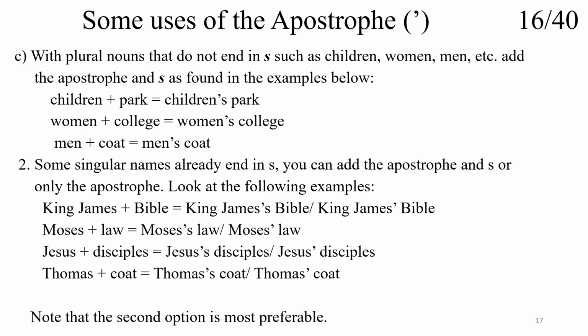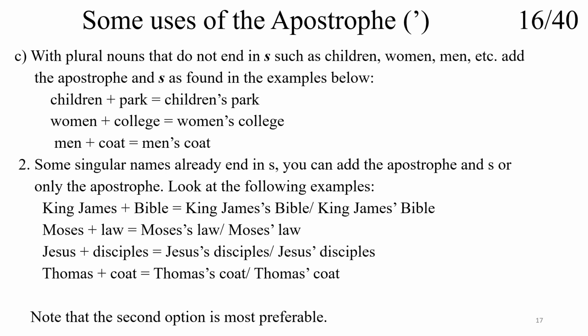Now let us look at instances where we have similar names that already end in S. Where do we place the apostrophe to indicate that they own something? Look at the sentences below. King James plus Bible. The James ends in S. It's one individual's name, James, and then it ends in S. So where do I put the apostrophe?